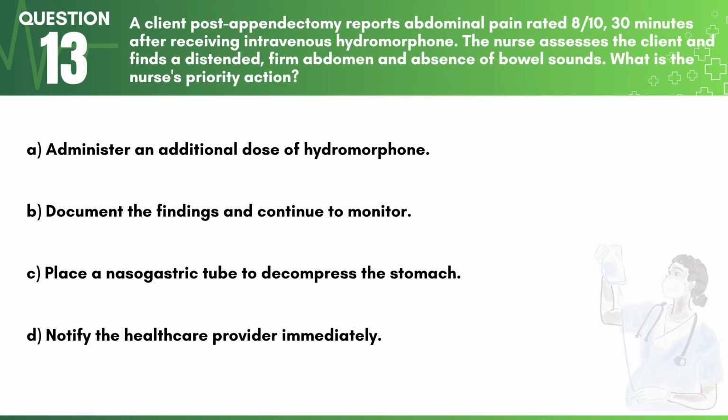Question 13. A client post-appendectomy reports abdominal pain rated 8 out of 10, 30 minutes after receiving intravenous hydromorphone. The nurse assesses the client and finds a distended, firm abdomen and absence of bowel sounds. What is the nurse's priority action? A. Administer an additional dose of hydromorphone. B. Document the findings and continue to monitor. C. Place a nasogastric tube to decompress the stomach. D. Notify the healthcare provider immediately.